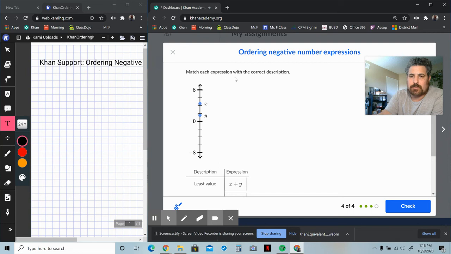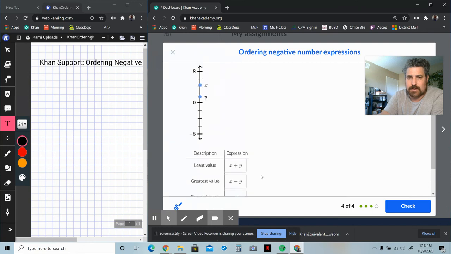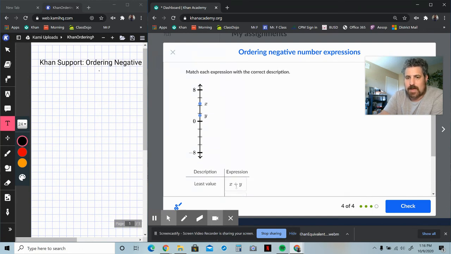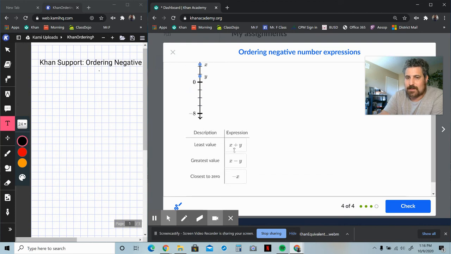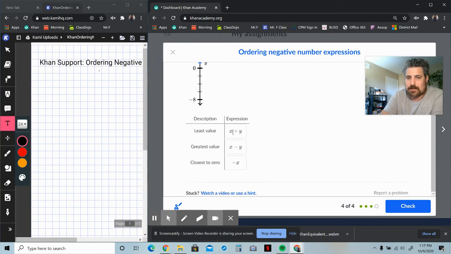It says match each expression with the correct description. Okay, so it says here the least value is x plus y, the greatest value is x minus y, and the closest to 0 is negative x. Let's find out. So x plus y, both x and y are positives. If you add them together, they're going to get more positive, which means they're going to get bigger. That doesn't seem like the least value. That seems like x plus y together would be the highest you could possibly get.